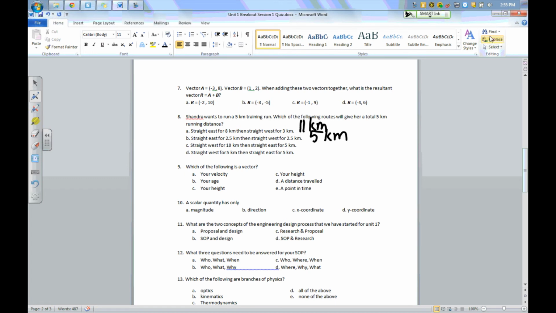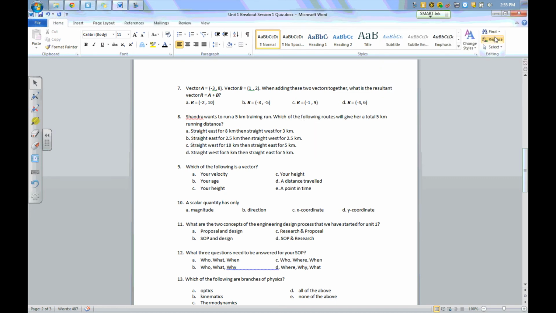If she ran west for 10 and then east for 5, her displacement would be negative 5 kilometers, but her total distance would be 15 kilometers. And if she ran west for 5 and then straight east for 5, again, her displacement would be 0 and her distance would be 10. The correct answer here for 8 is B.